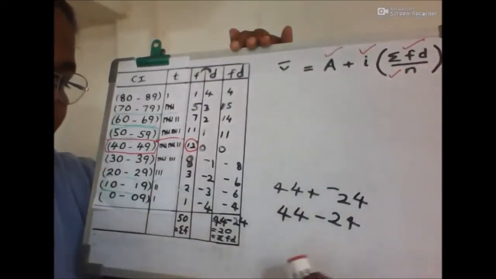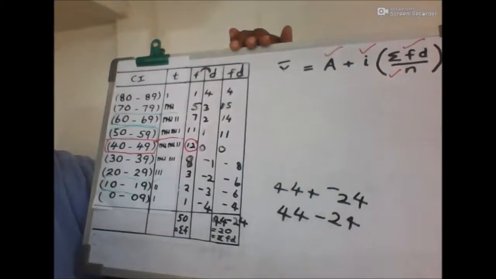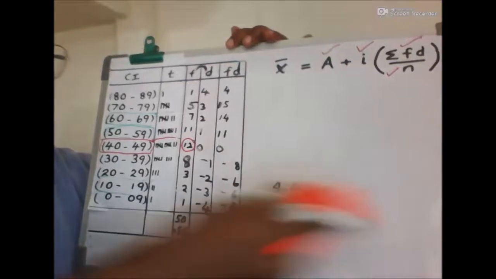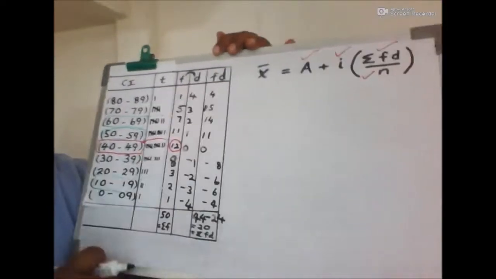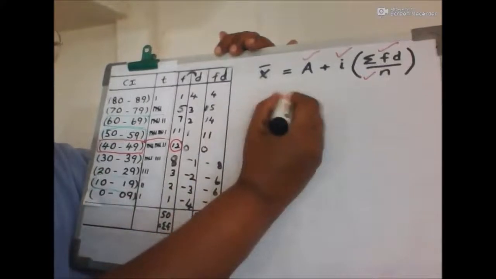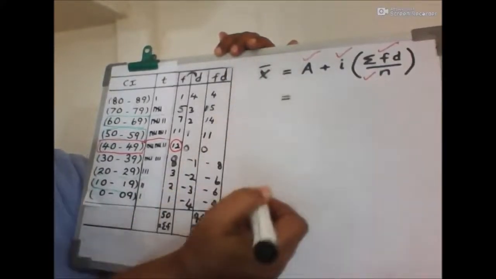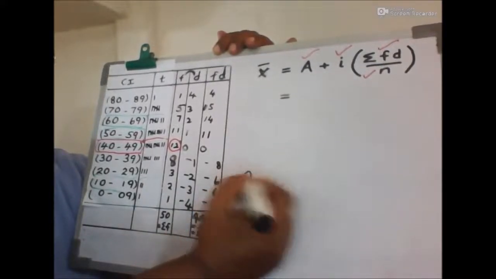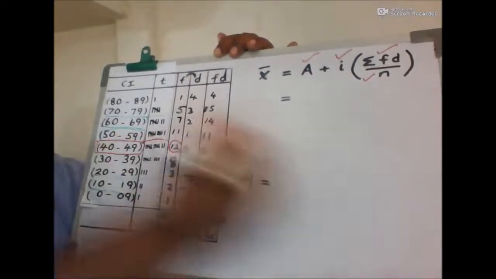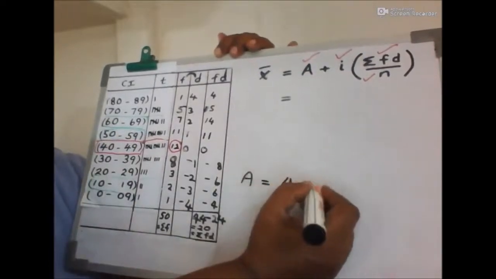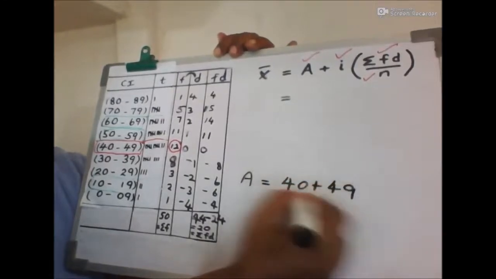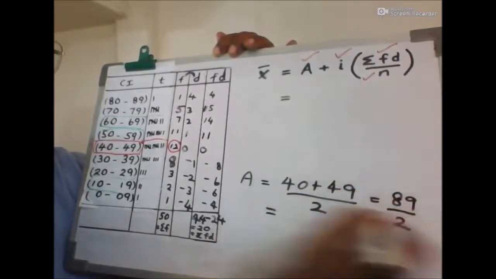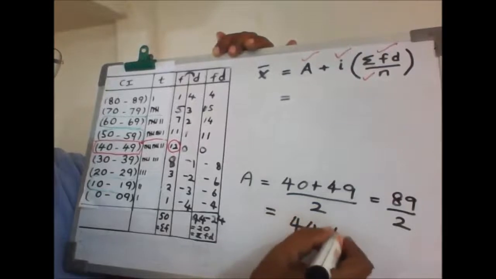Now we have to apply these values into this formula. X bar equals this one. Now we'll do the calculation. X bar equals A. Our A, the assumed mean, is this one now: 40 plus 49 divided by 2. 89 divided by 2 is 44.5.